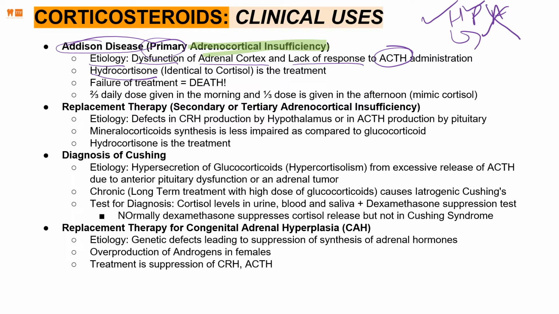So hydrocortisone, identical to cortisol, is the treatment. Failure of the treatment can actually cause death, guys. That's the worst. Two-thirds of the dose is given in the morning and one-third of the dose is given in the afternoon. Why is that? Well, because this is cortisol. It has to mimic cortisol. There's a high peak in the daytime and a small peak in the late afternoon. That's why, guys. Perfect. We're linking everything.